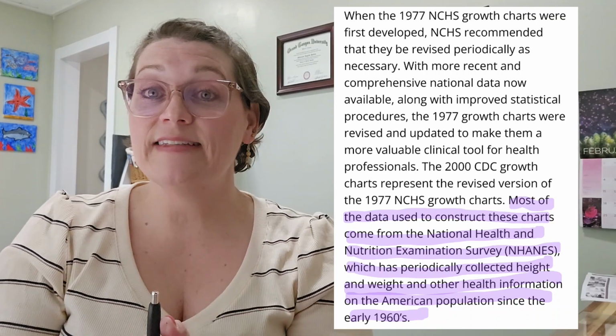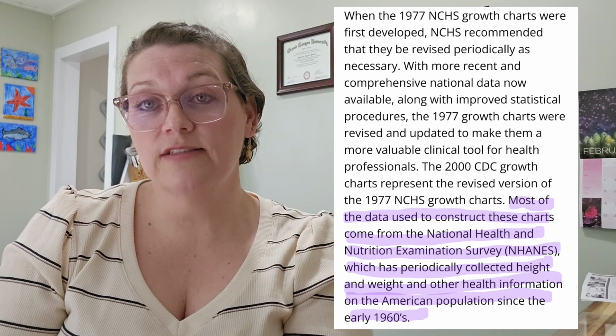And the reason for that is because the CDC charts came from mostly the US population. So we're comparing apples to apples instead of apples to oranges. When we think about that difference, what it does is tell us which growth chart can be a standard of growth and which growth chart is really just a reference.